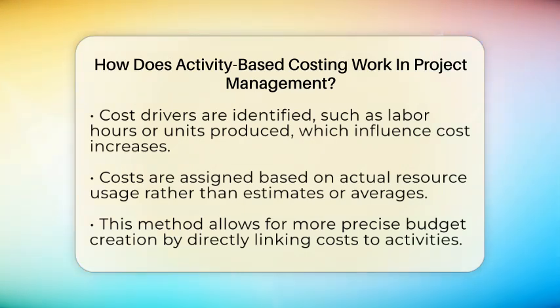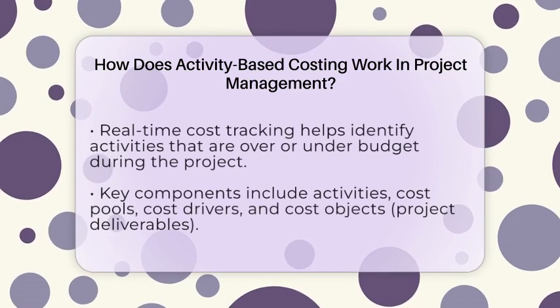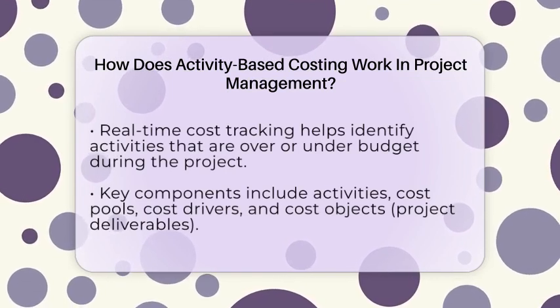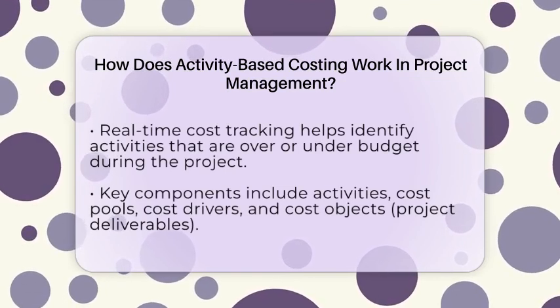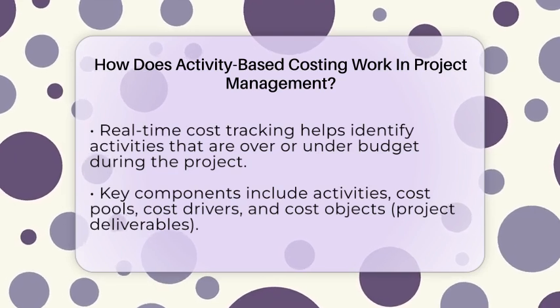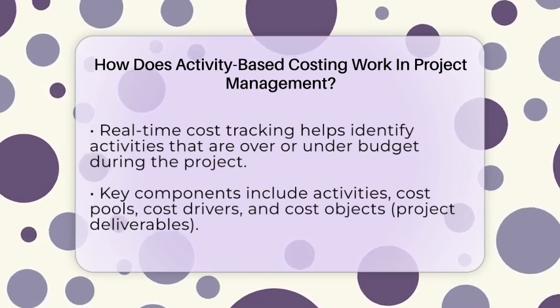In project management, this approach helps you create a more precise budget by linking costs directly to the activities planned. When you know exactly what each activity costs, it's easier to negotiate with stakeholders and manage expenses during the project. You can also track costs in real time, spotting any activities that are over or under budget.